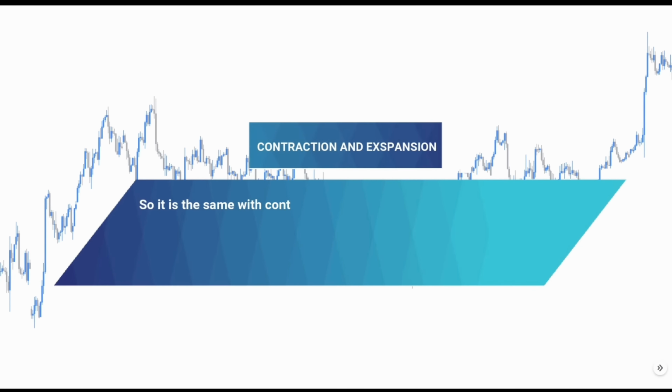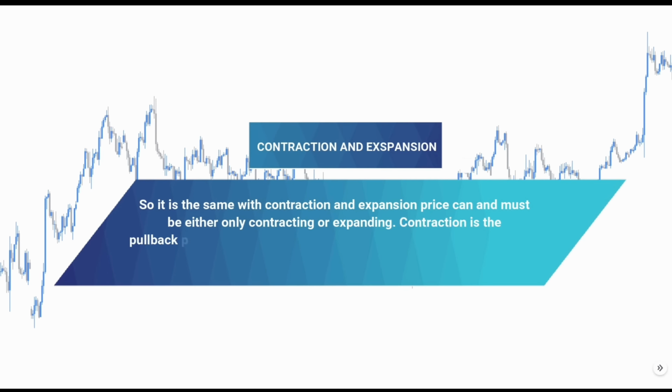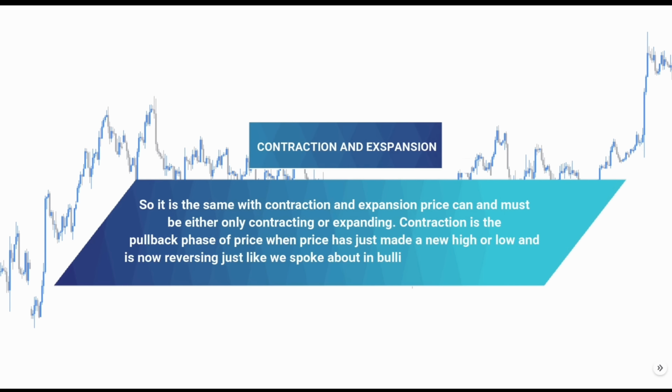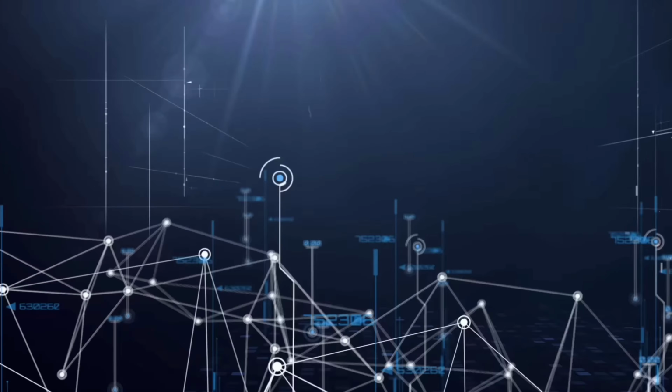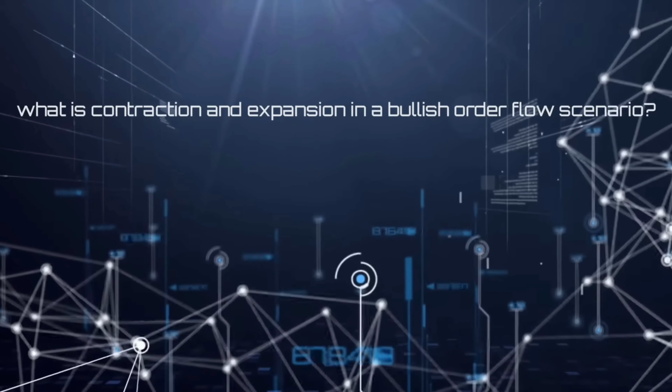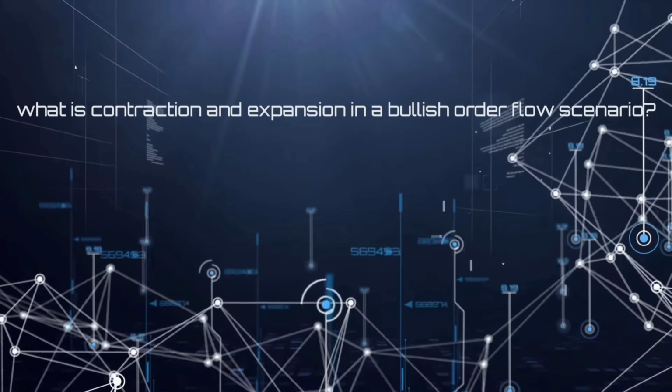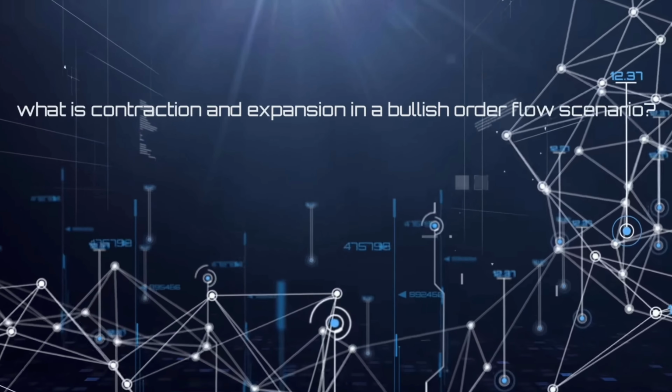So it's the same with contraction and expansion. Price can and must be either only contracting or expanding. Contraction is the pullback phase of price, when price has just made a new high or low and is now reversing, just like we spoke about in bullish and bearish order flow. Okay, so what is contraction and expansion in a bullish order flow scenario?